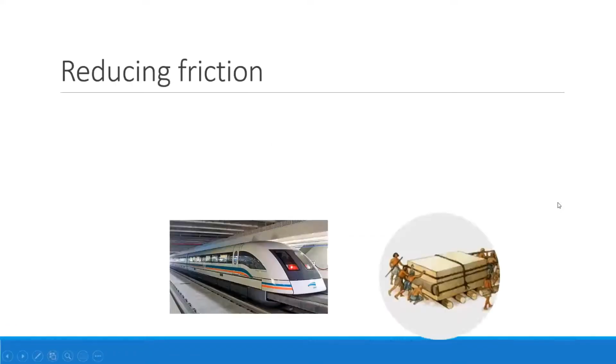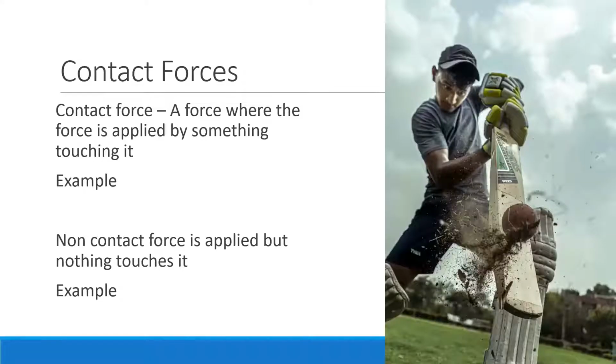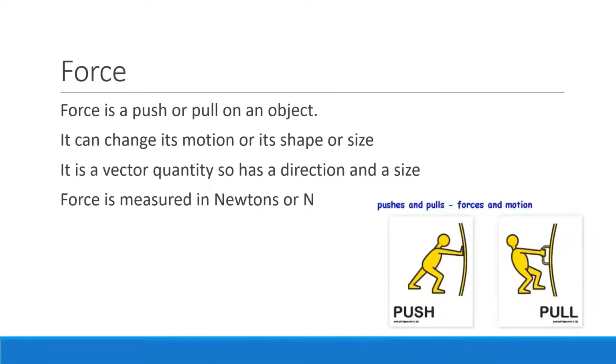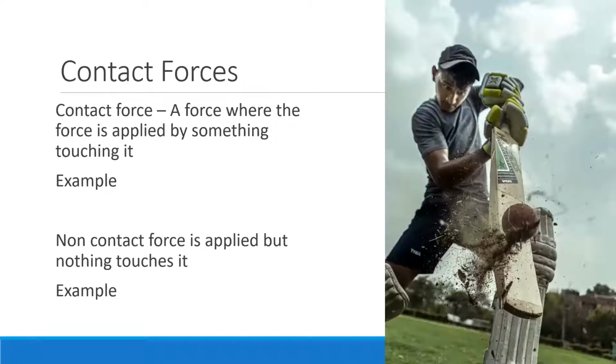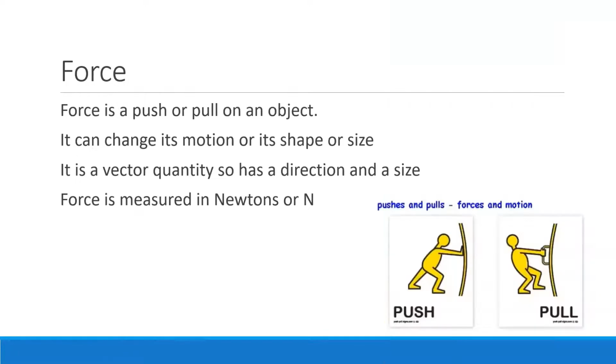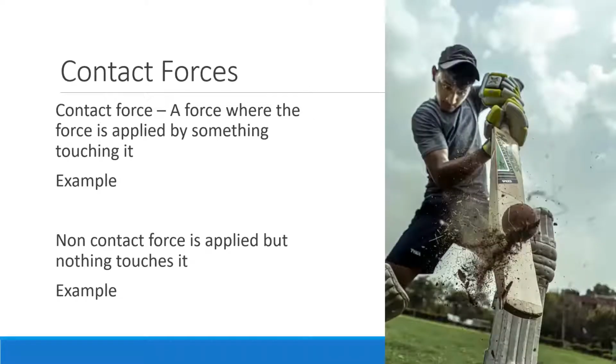So the first thing we talked about was that a force is just a push or pull. It's measured in newtons. It has direction and size because it's a vector. We said that there is a difference between contact and non-contact forces. Contact forces mean it has to be touching something, whereas a non-contact force can act without touching something. And a force can cause something to move or change shape.